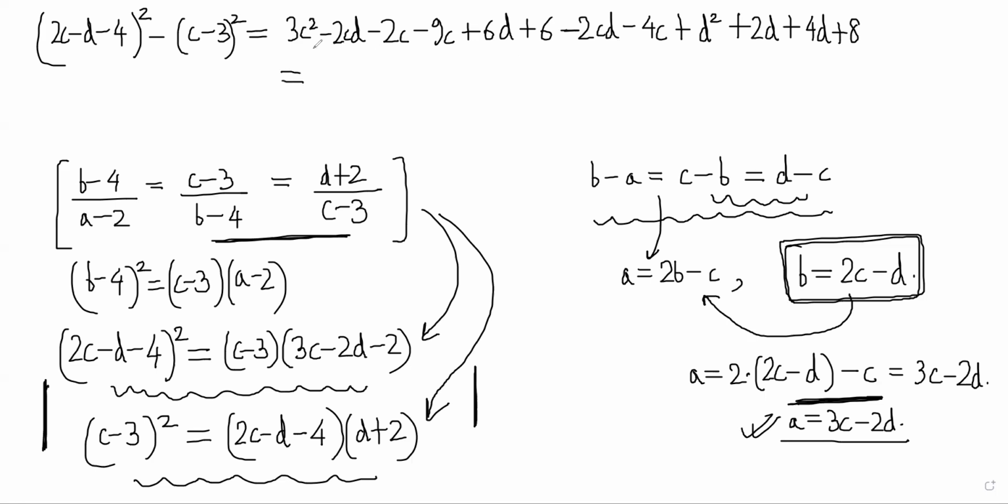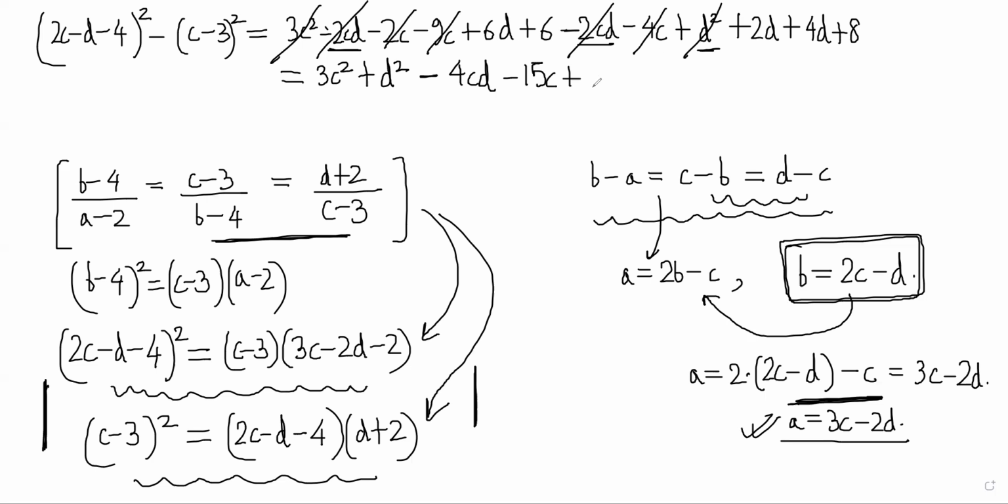What are the C square terms? There is only 3C square. What is the D square term? D square is only once. So this term is gone, this term is gone. CD terms here, here, minus 2, minus 2, minus 4. That's it. Minus 4CD. What are the C terms? Minus 11C, minus 15C. Okay. And D terms here are 12D and plus 14. This is what I'm getting here.